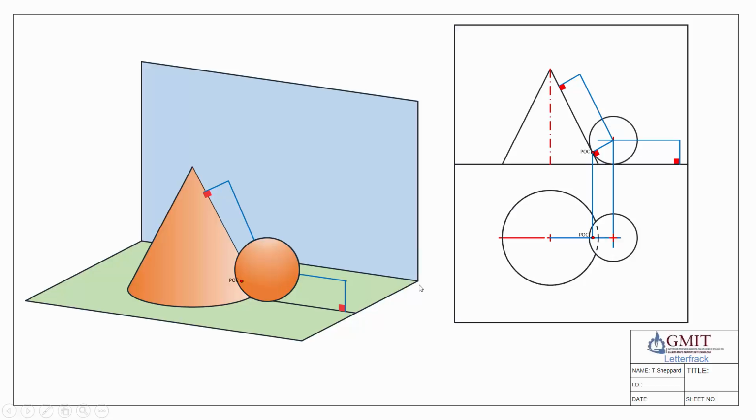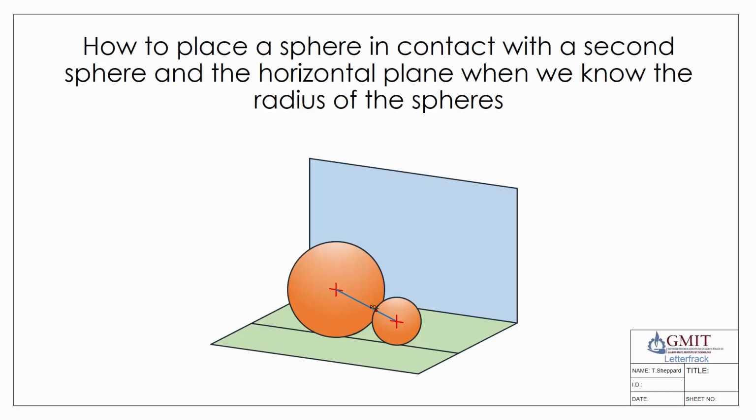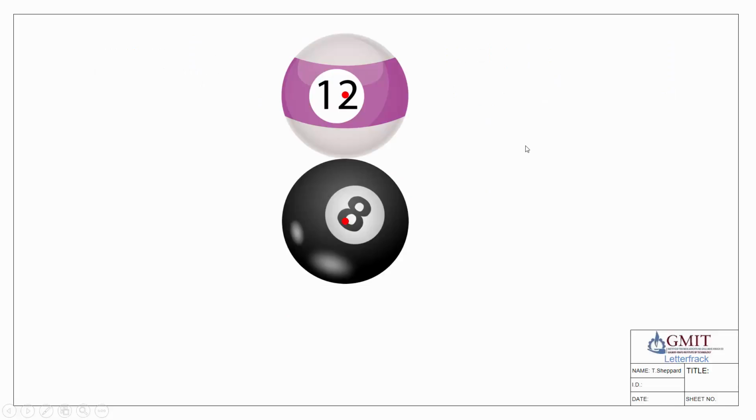So that's for a cone and a sphere. The next exercise we're going to look at is what to do with a sphere in contact with an original sphere. Again, we do know the radius of the two, and our new sphere is going to be in contact with the horizontal plane, like our last example.